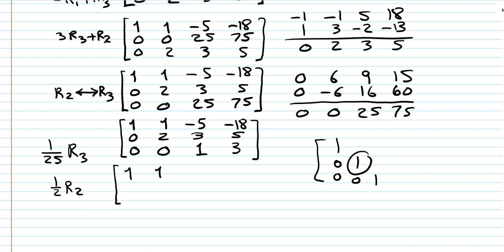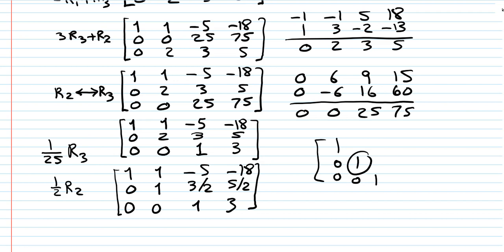First row: 1, 1, -5, -18. Second row: 0, half of 2 is 1, half of 3 is 3/2, half of 5 is 5/2. And finally, the third row is going to be 0, 0, 1, 3. Perfect. And we got this down. So now I have truly the echelon form. We got our 1s on the main diagonal and 0s below it.